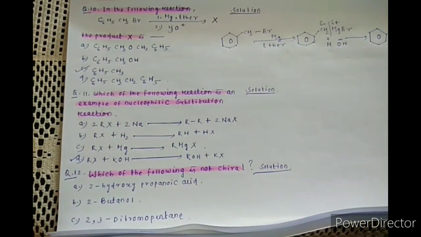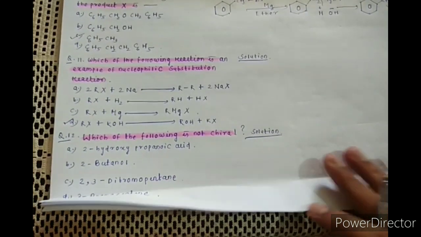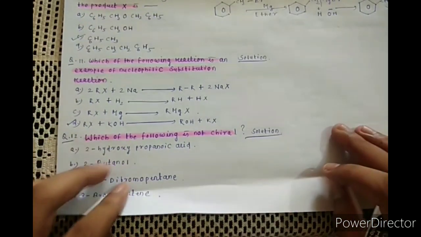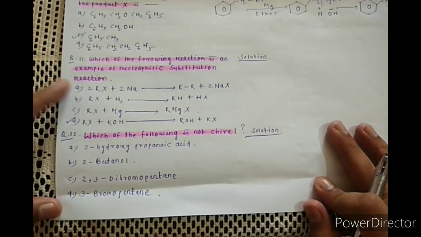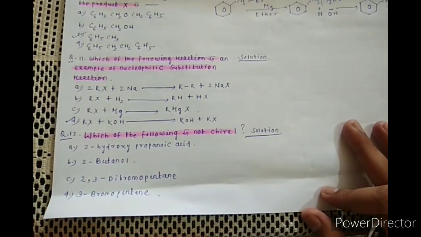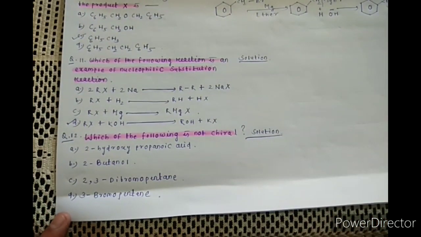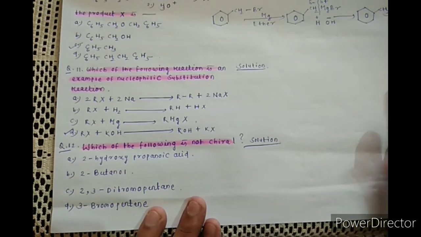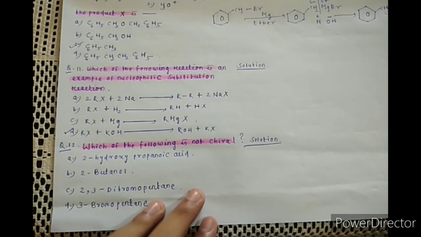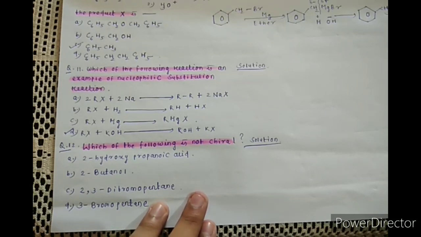Now come to the last question. Which of the following is not a chiral compound? So what is the criteria for a chiral compound? Option number 1, 2-hydroxypropanoic acid. Option number 2, 2-butanol. Option number C, 2,3-dibromopentane. Option number D, 3-bromopentane. Out of these 4 options, you have to find out which one is not chiral, which means which one is not optically active.